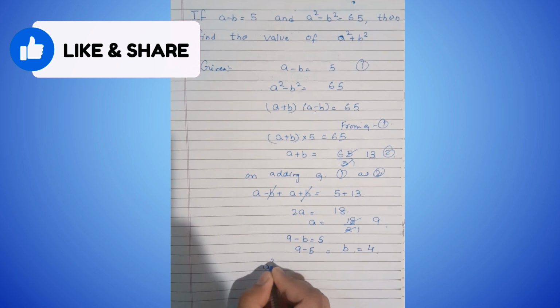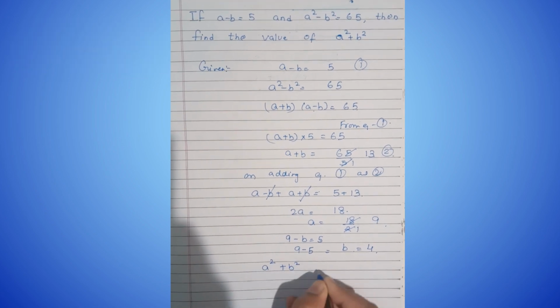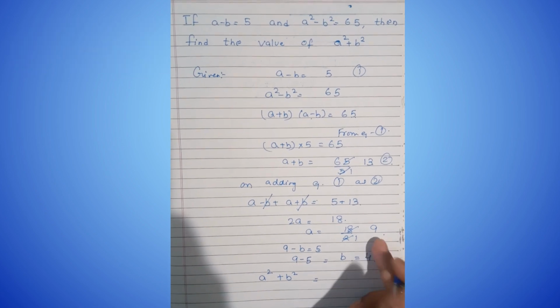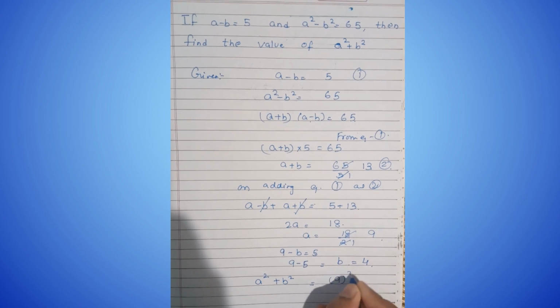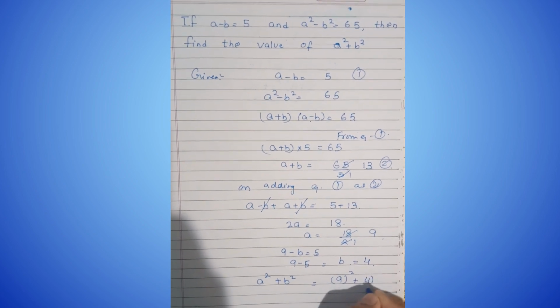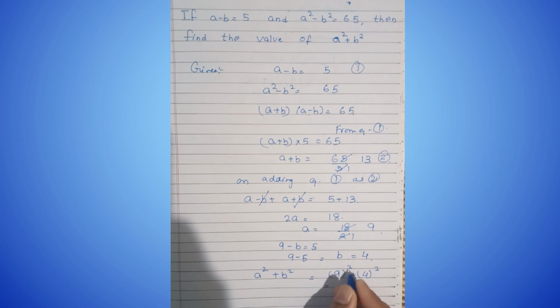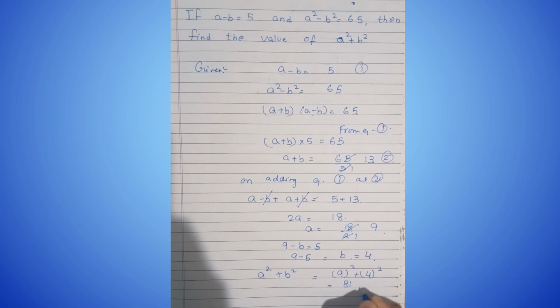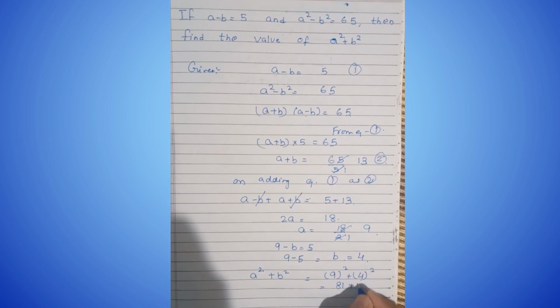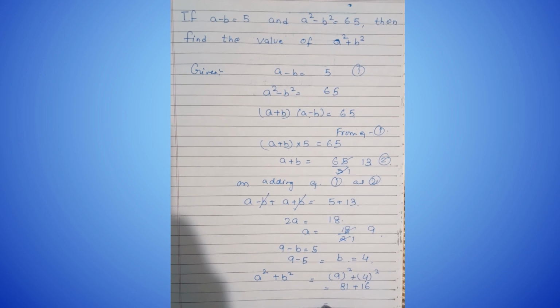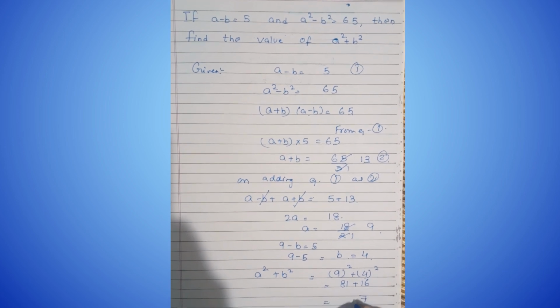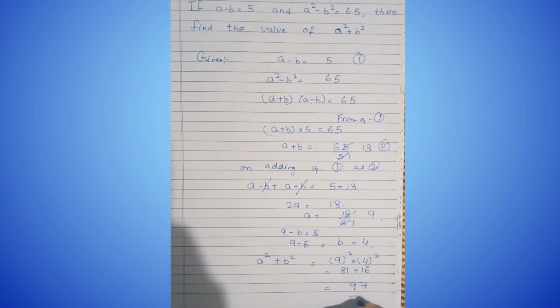Now we have to find the value of a square plus b square. That can be, a we got 9, so it's 9 square, and b is 4, that is the square of 4. 9 square is 81 plus the square of 4 is 16. That is, we get the value as 97.